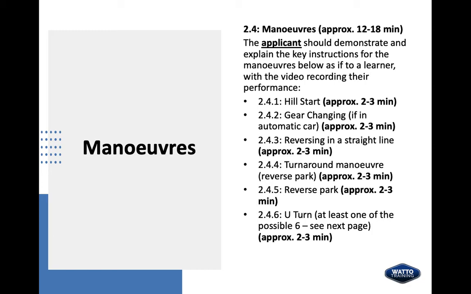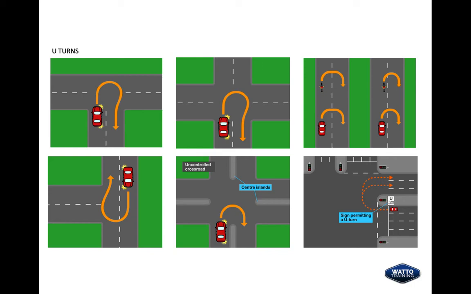2.4.3, reversing in a straight line. 2.4.4, turnaround maneuver. Well, there's an error there. That should say 3-point turn. Forgive me for that. 2.4.5, reverse park. And 2.4.6, U-turn. Here's a diagram of all the different U-turns that they currently do at transport. Just give me one of those and do it well, describe it, demo it.